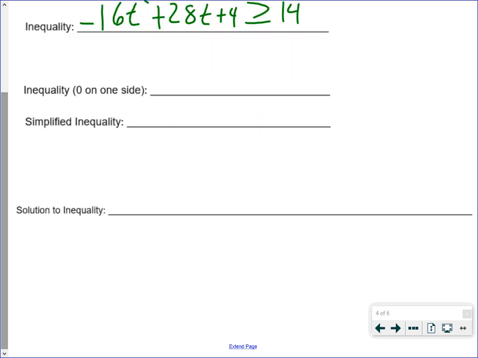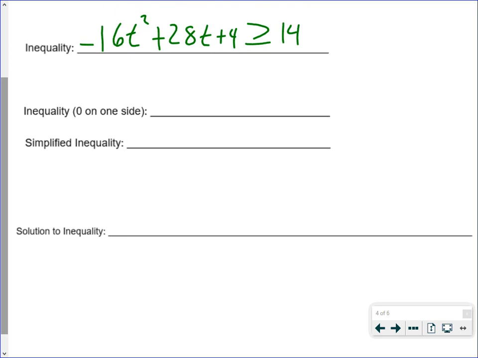All right, so once we have our inequality, we have to have 0 on one side. So what we're going to do is minus 14 on both sides and have 0 on the right side. So you have negative 16t squared plus 28t. 4 minus 14 gives us negative 10. It's greater than or equal to 0. We can simplify it some more.